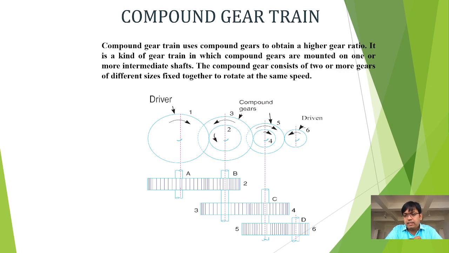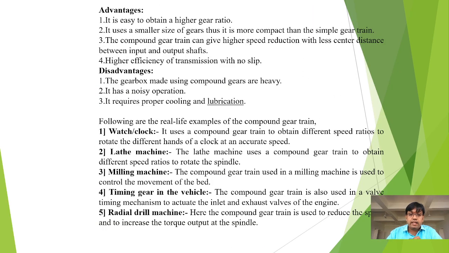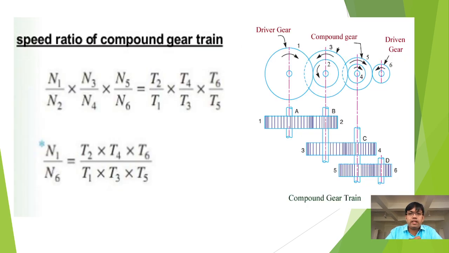But where is it actually used? What is the application of the compound gear train? These compound gear trains are used in wall clocks, and they are also used in drilling machines. They are also used in lathe machines. They are also used as timing gears in vehicles. Timing gears means, in the internal combustion engines, where we timely open the inlet and the outlet valves. These are some of the applications of the compound gear train.